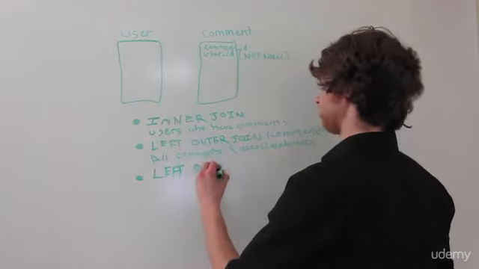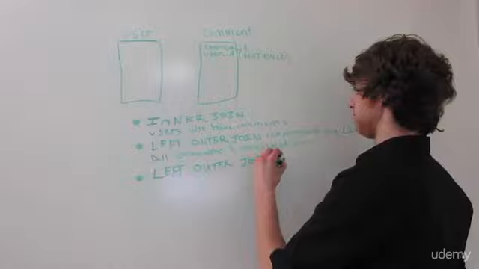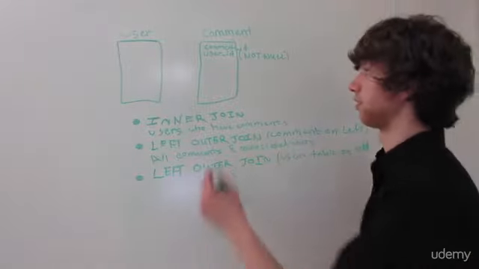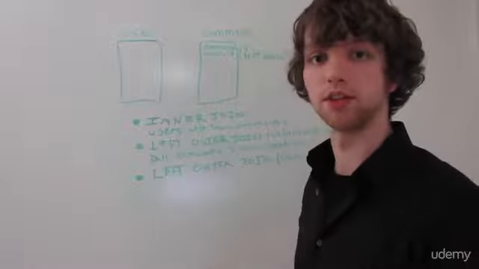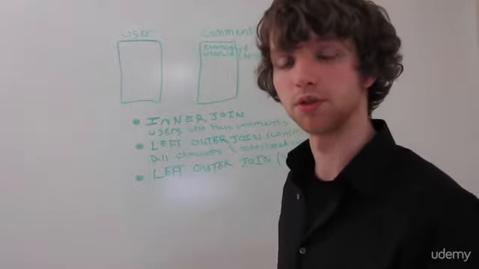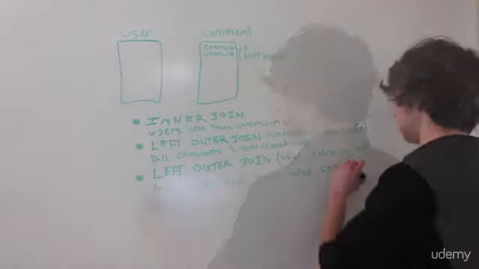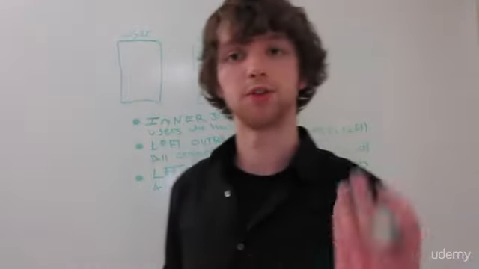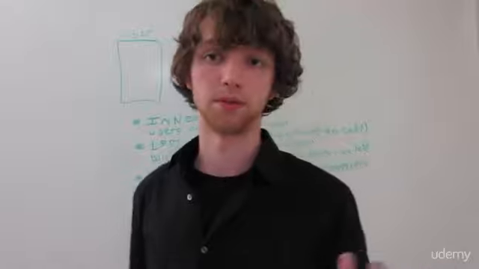So we've got a left outer join with the user table on the left. Okay, now what is this going to do? It's going to give you all of the users and the associated comments from those users. Now, it either includes them all or excludes some of them.